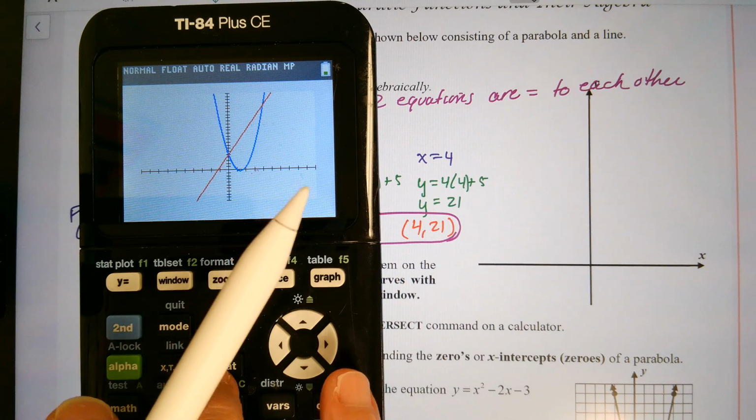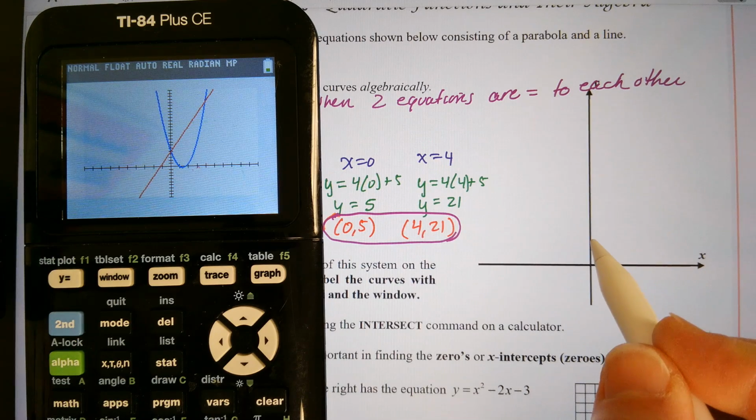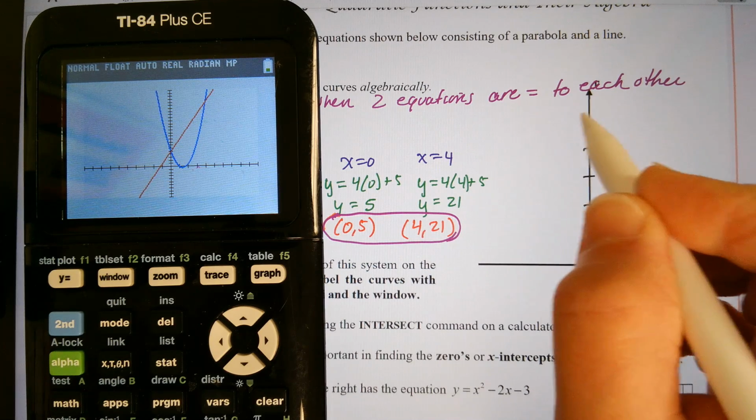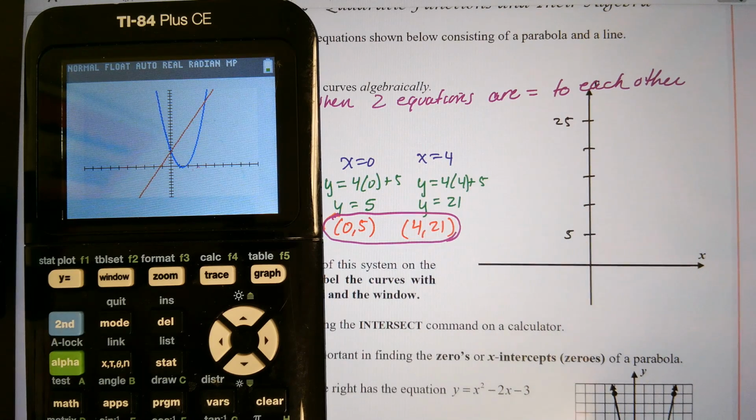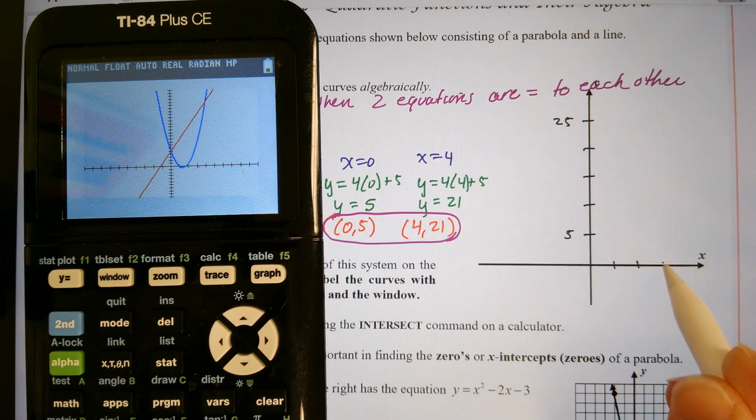Okay, so this is a sketch. First thing I'm going to do is to scale our axes. So 25 is up here. So I'm going to do 5, 10, 15, 20, 25. And let's see, 1, 2, 3, 4.